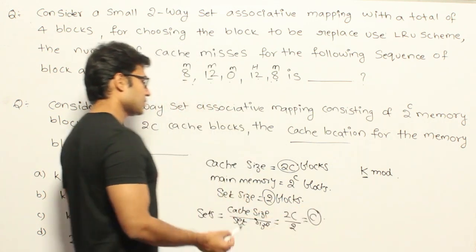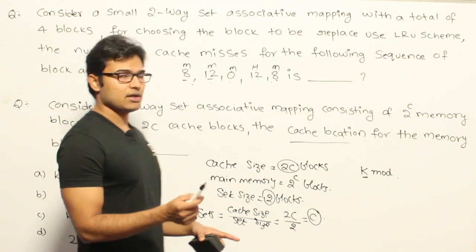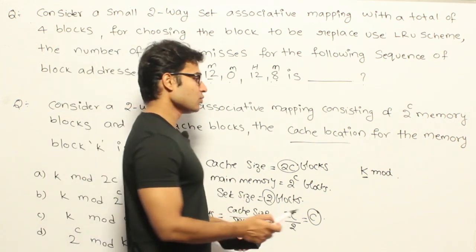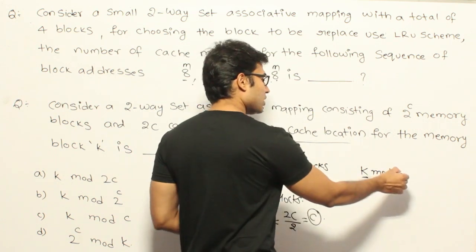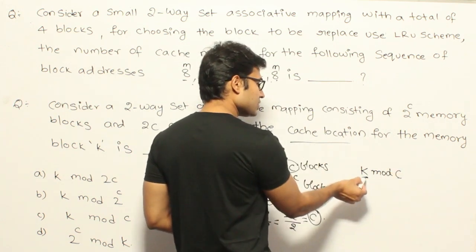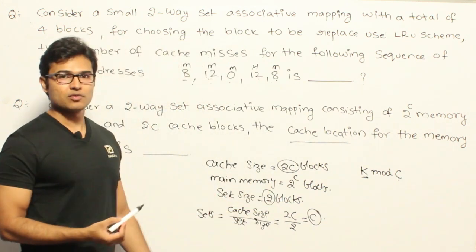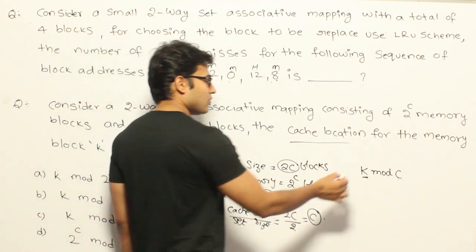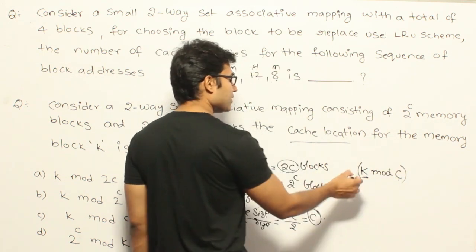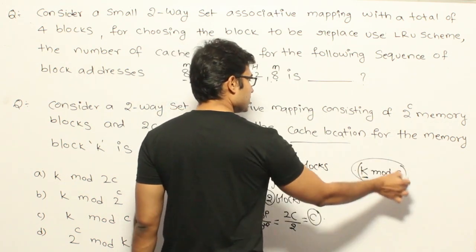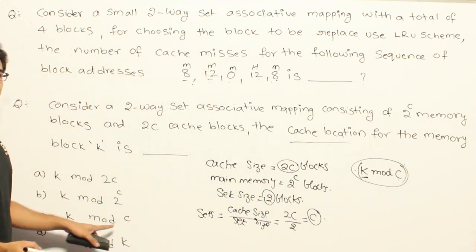So the total number of sets present is C, and now which set should a main memory block map into? If K is the main memory block number, it should map into K mod C, which means we divide this number by C, and whatever is the remainder, that is the set in which we have to put it, right? So this is the answer, isn't it? This is the set number in which you have to map it, which is nothing but K mod C.